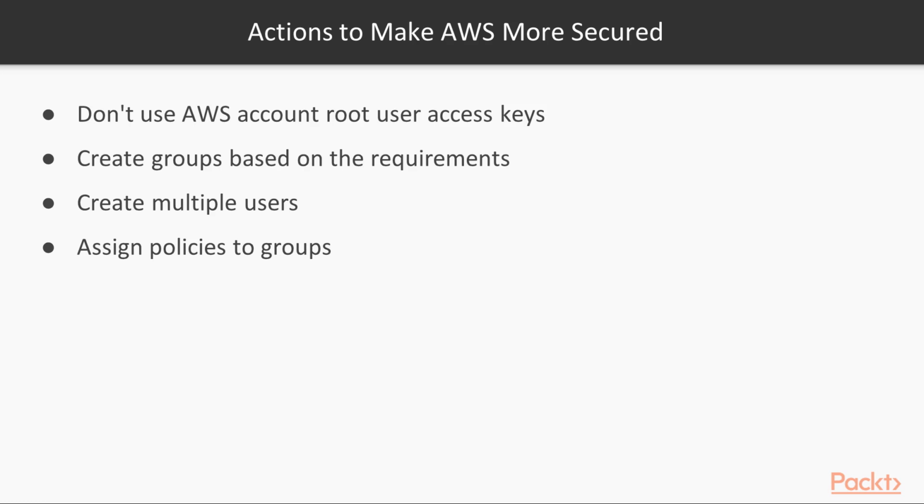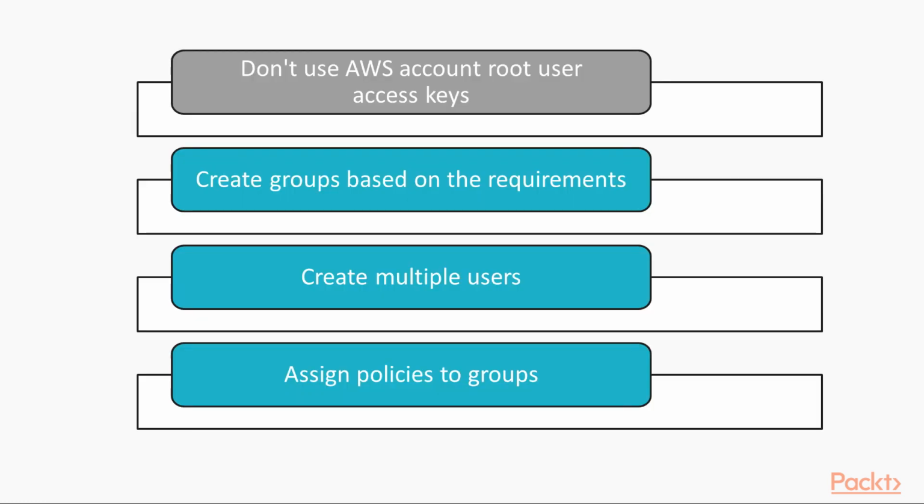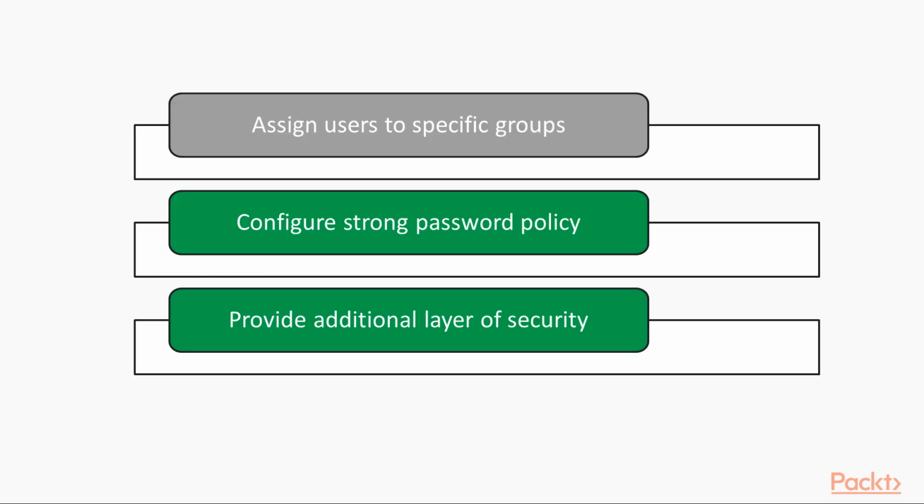Let's understand some of the actions that can be done to make AWS resources access more secure. So we will start with the first one. Don't use AWS account root user access keys. It is always better to avoid using an access key associated with an AWS account. Others are: create groups based on the requirements, create multiple users, assign policies to groups, assign users to specific groups, configure a strong password policy, and provide an additional layer of security, AWS multi-factor authentication (MFA) for users.